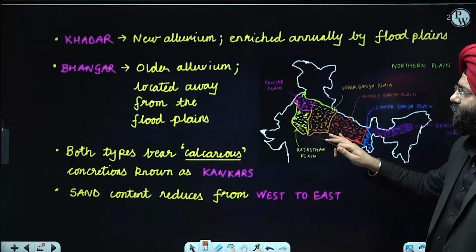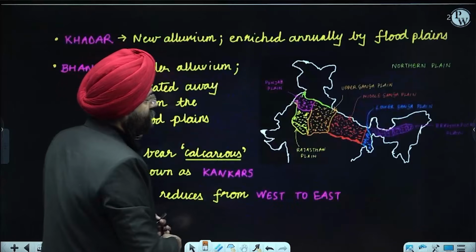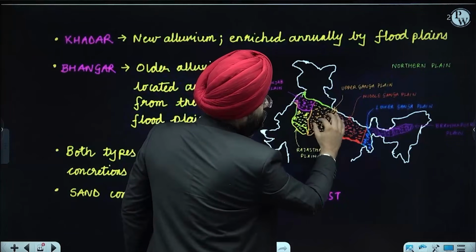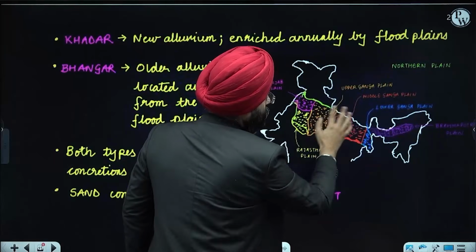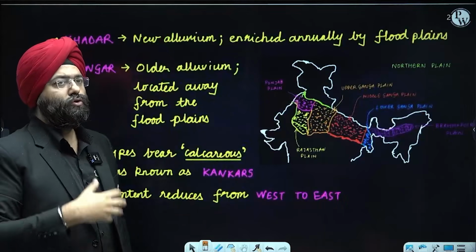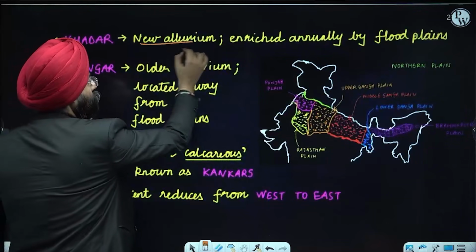Now see here. When I say upper Ganga plains and the middle Ganga plains, I am referring to these particular regions. Upper Ganga plains, middle Ganga plains. This is part upper Ganga, middle Ganga. Predominantly over here, you have Khadar and Bangar. What do you mean by that? Khadar refers to new alluvial.